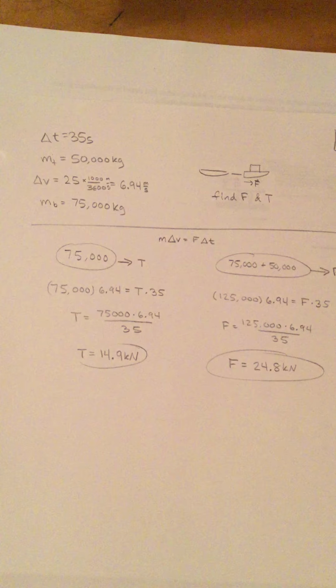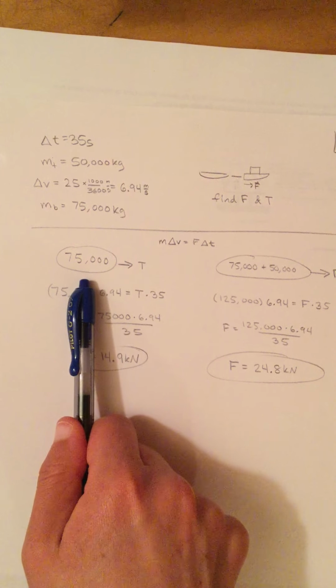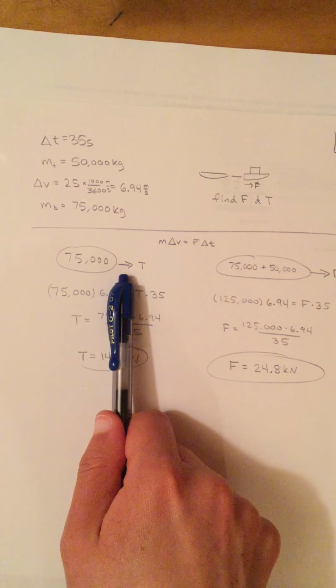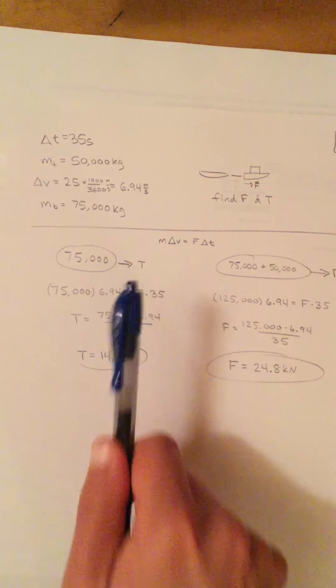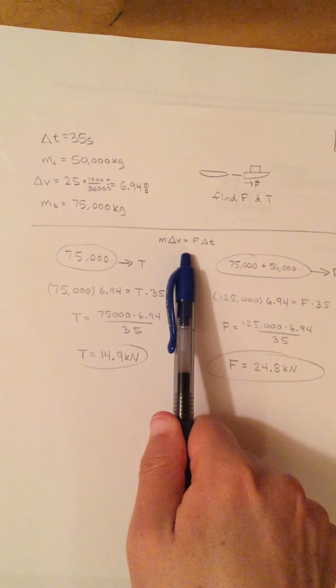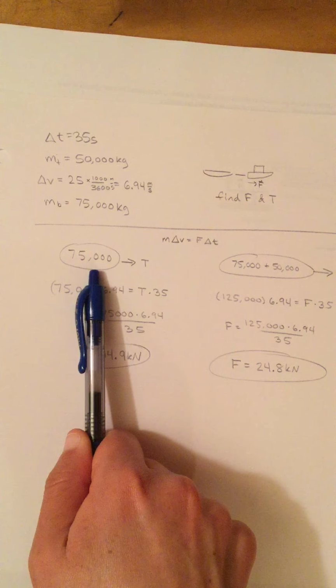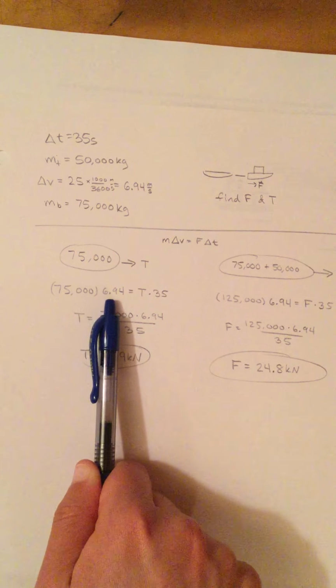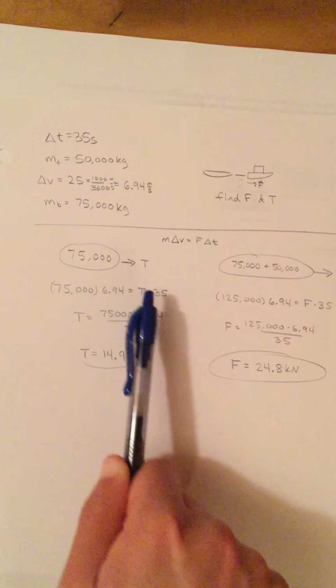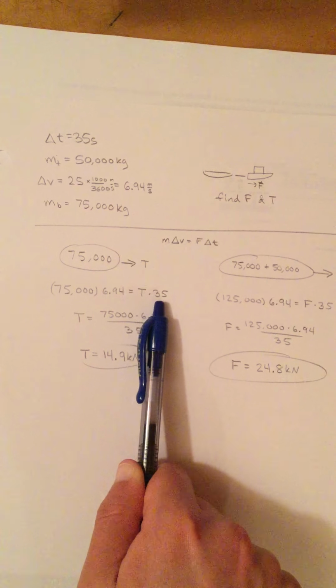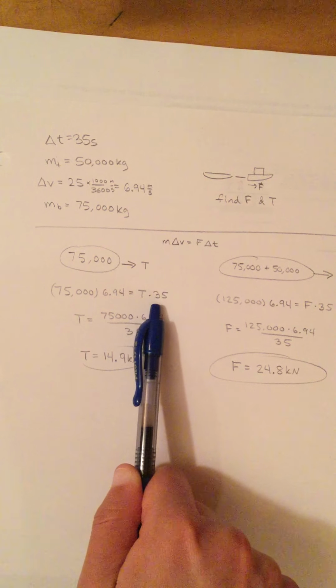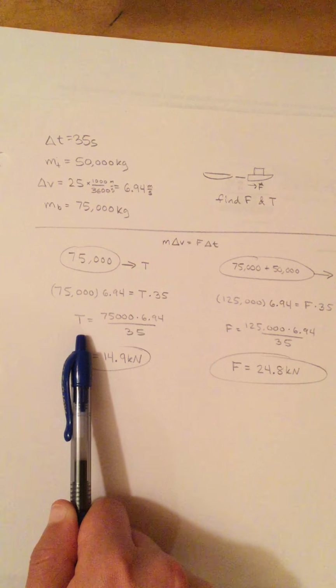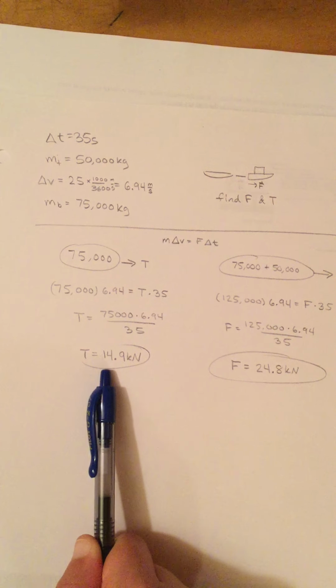If I look just at the barge, which has a 75,000 kilogram mass, there's only one force acting on that in the horizontal direction, and that is the tension in the rope. So I can use the impulse-momentum relationship for the system of just the barge. The mass times the change in velocity is equal to the net force, which is just T, times the 35 seconds that I have here. So I can do that, solve for the tension in the rope, and that's what we have here.